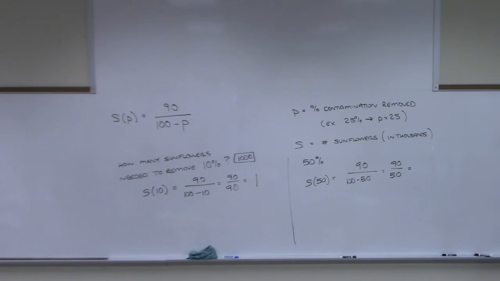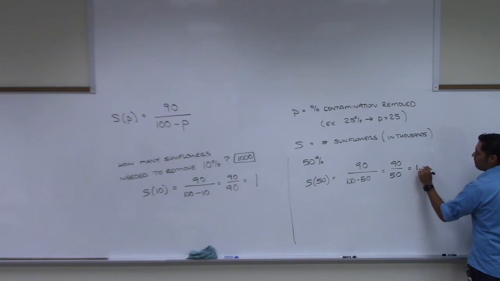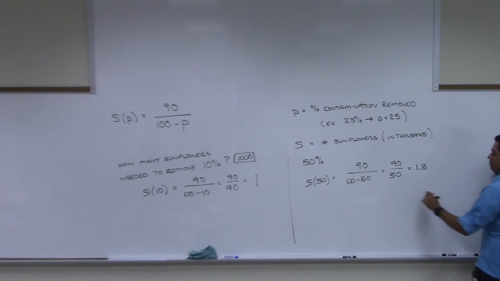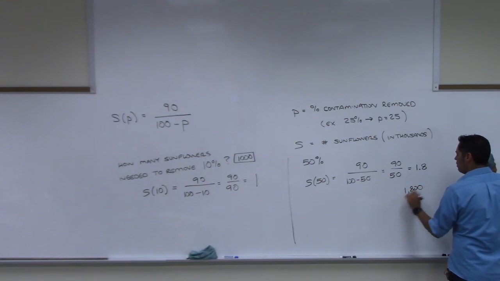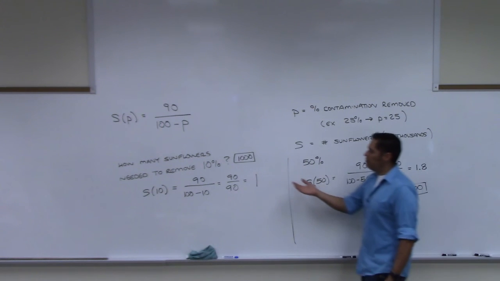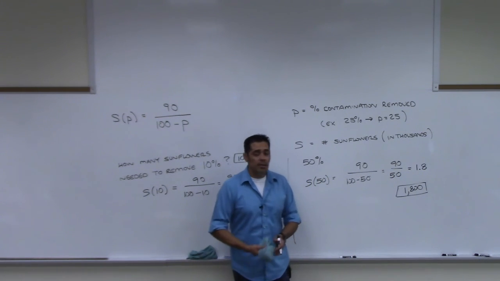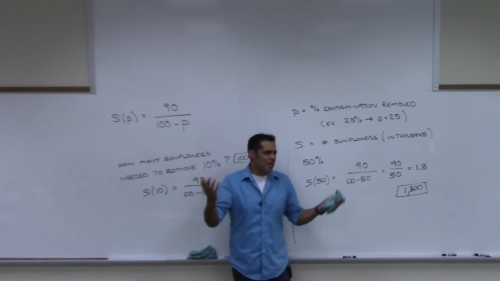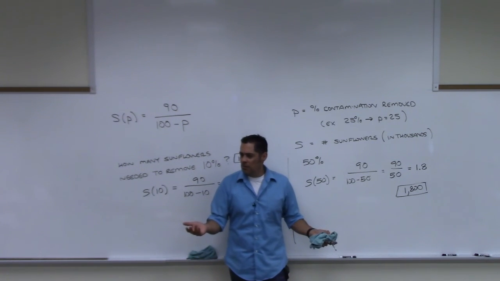So as a decimal, what is this? 1.8. So multiply that by 1,000, we have to plant 1,800 sunflowers. Right? 1,800? With me? All right, so look, to get 10% out, we did 1,000. To get 50% out, we only need 1,800. So maybe like 4,000, we should be able to get it all? Maybe?